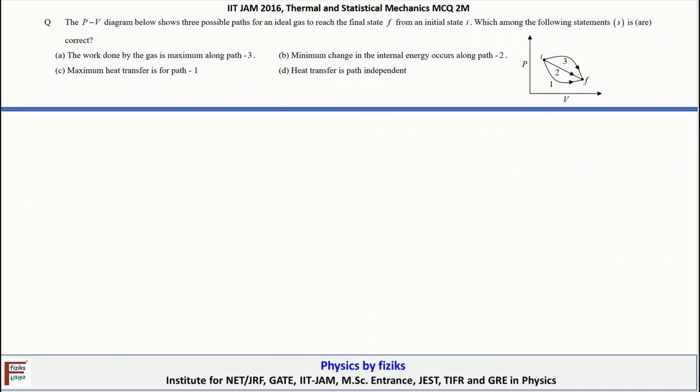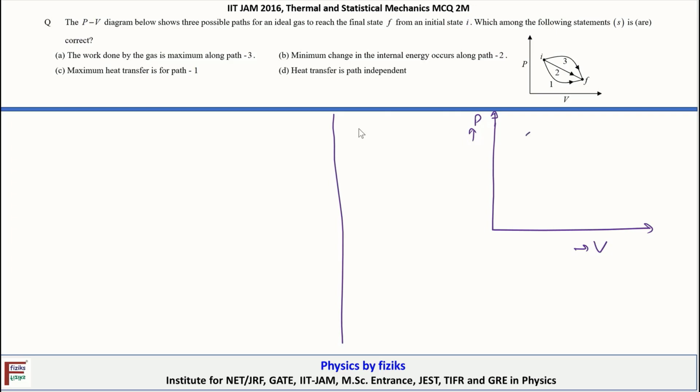PV diagram below shows 3 possible paths for an ideal gas to reach the final state F. Okay, so we are given a PV diagram where 3 different processes are shown to us. Let's take a look at the diagrams here. That's a P versus V diagram. Now we have to identify the correct option out of the given 4 options.